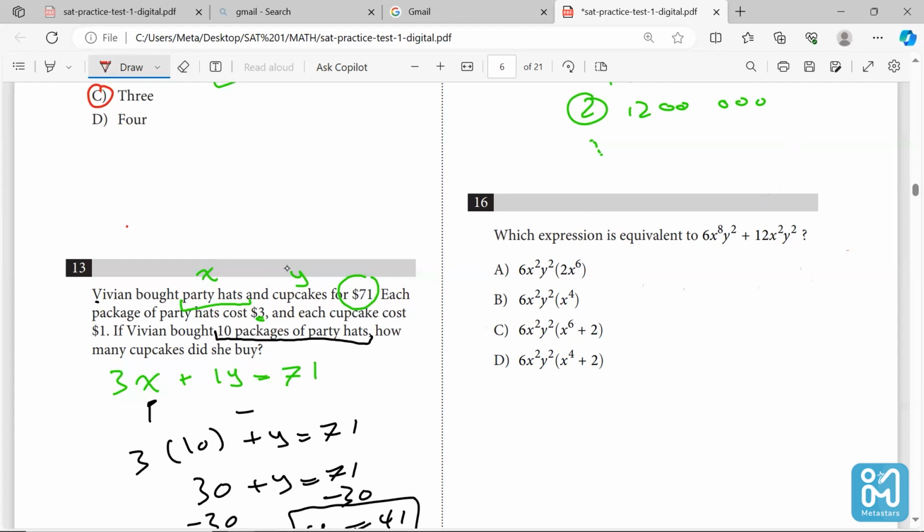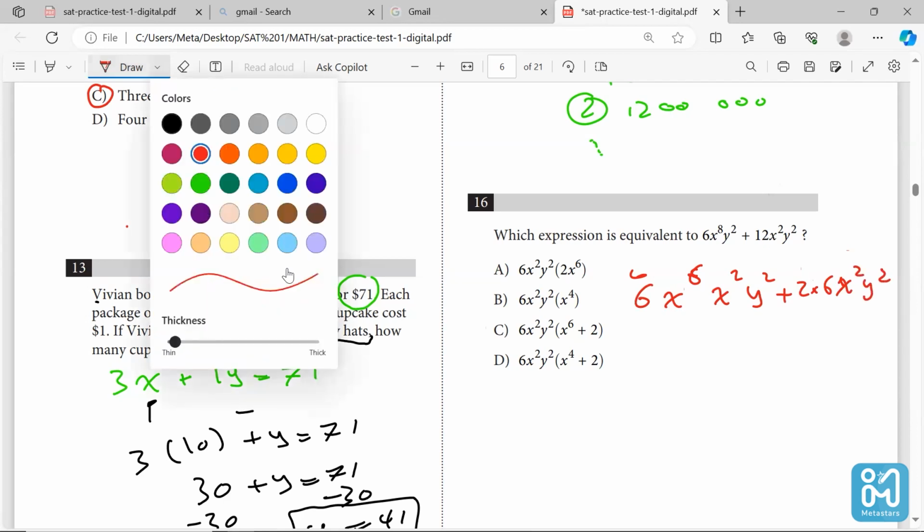I don't know what's your name, Michelle I think, or Michael. 6x to the power of 8, y to the power of 2, plus 12x squared y squared. Now I need to simplify it. Again, I'm going to write it in a different way. 6x to the power of 8, y squared, it's going to be written like that. Plus 2 times 6, x squared, y squared.